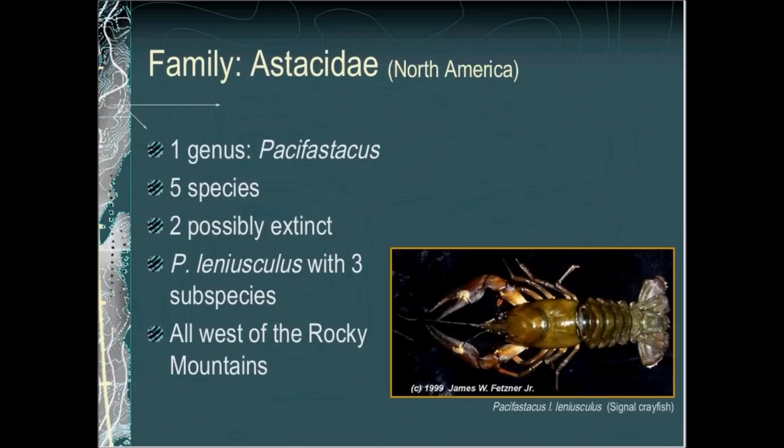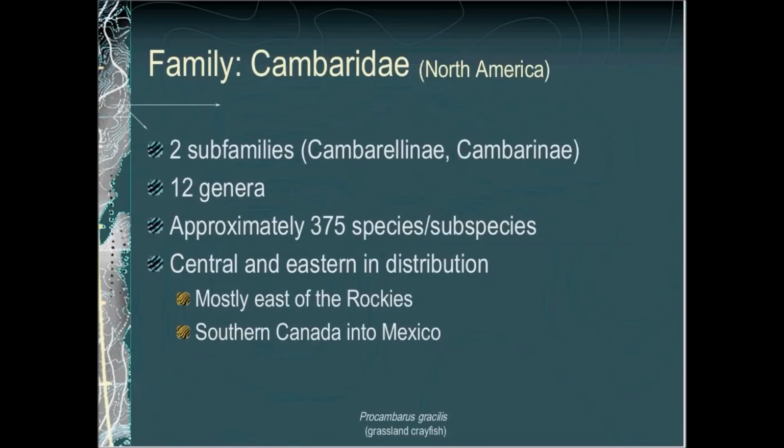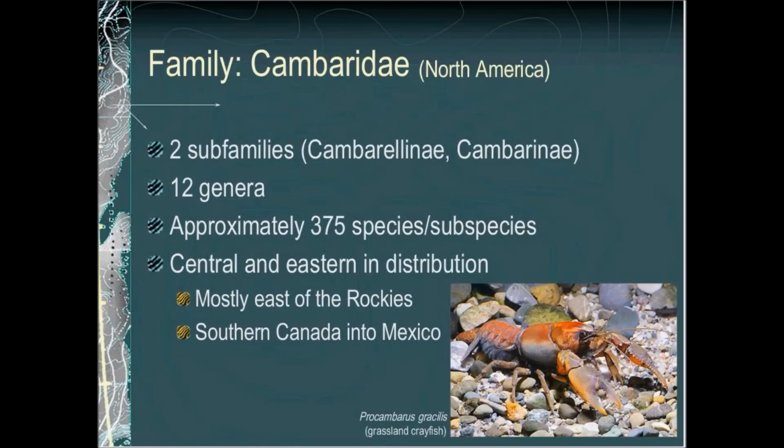Once you get east of the Continental Divide, you really start getting into the crayfish diversity. Again, it's got the 2 subfamilies that we talked about before, 12 genera, and about 375, 380 of those taxa are found between the Atlantic Ocean and the Continental Divide. Most of these are in the southern Appalachia area.